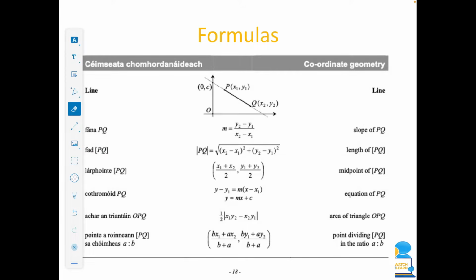We have the slope, the length, the midpoint, and the equation of a line. The bottom two down here we don't actually use at junior cycle maths, so you can ignore them. You'll see them in leaving certificate maths, but we don't need to worry about that for now. You'll notice for the equation of a line that there are two equations there. You need to know when it's easier to use which one. When we're going through the equation of the line later in the session, we'll point out the difference between the two of them.